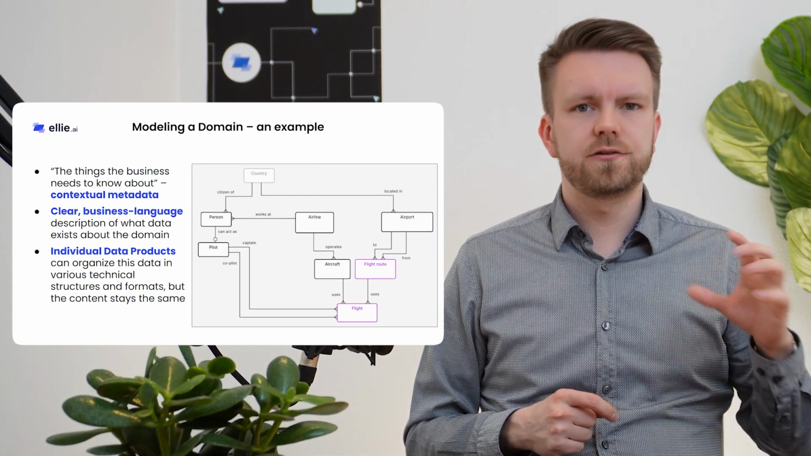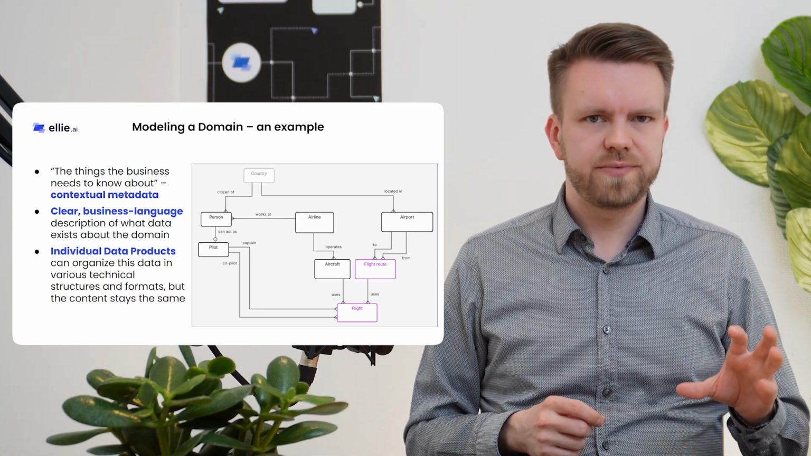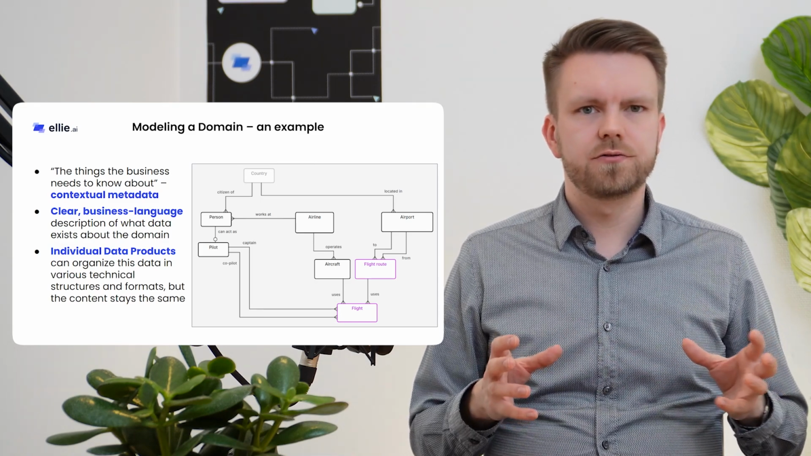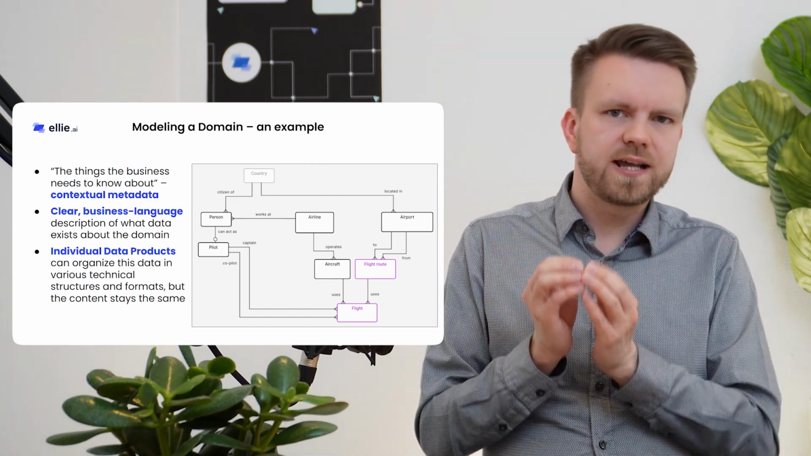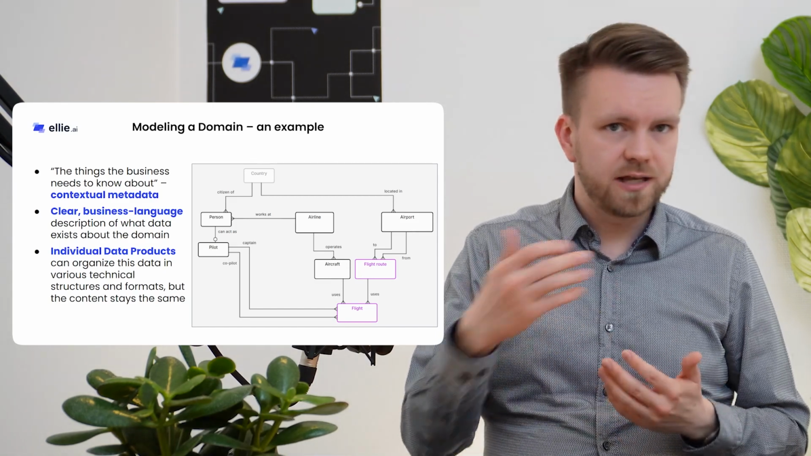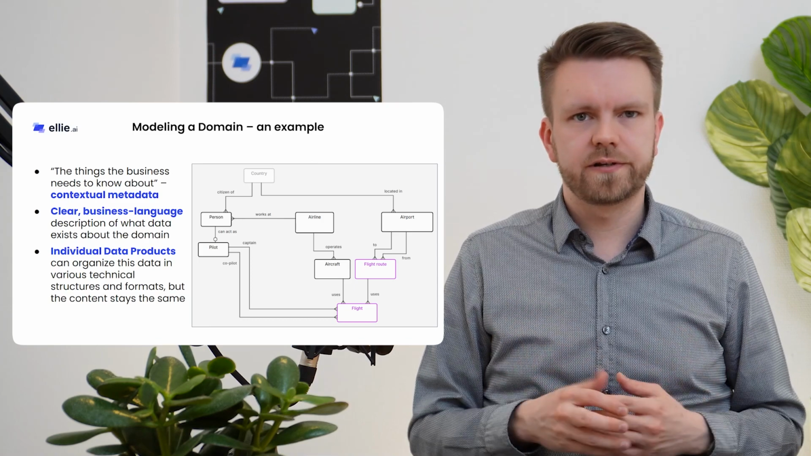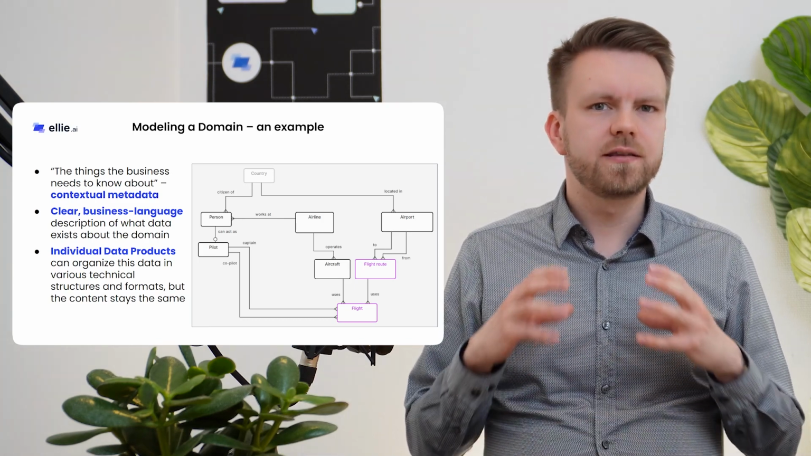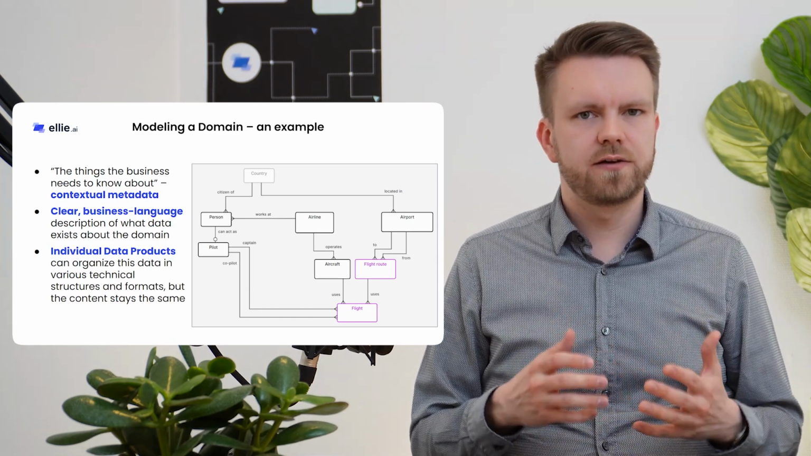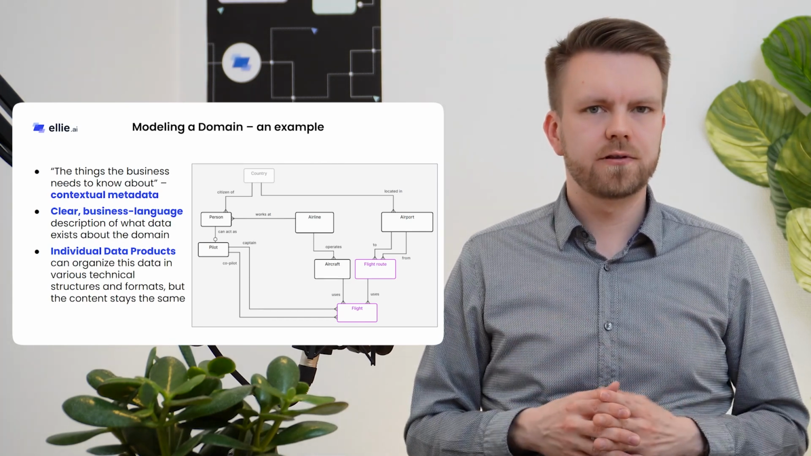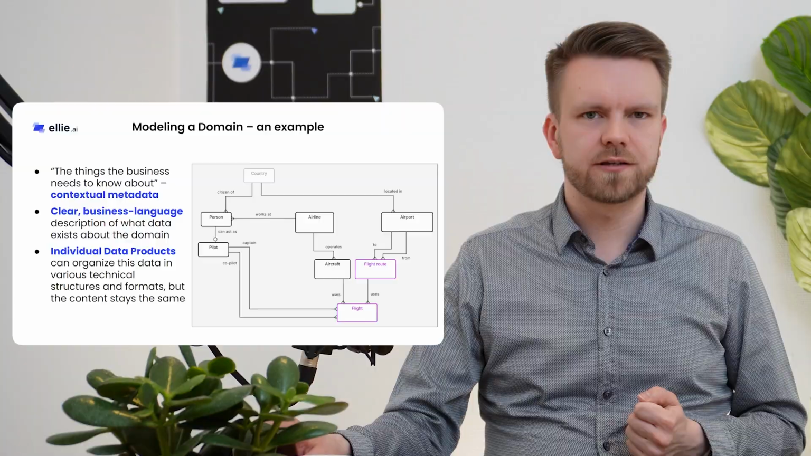Then we can use this higher level mapping of the domain to decide that, okay, we want to build a data product that contains that part of it, and then provide the data product in a specific format. But the core idea of being able to describe what you have data about and how these things relate to each other is absolutely vital to understanding what the domains really contain.